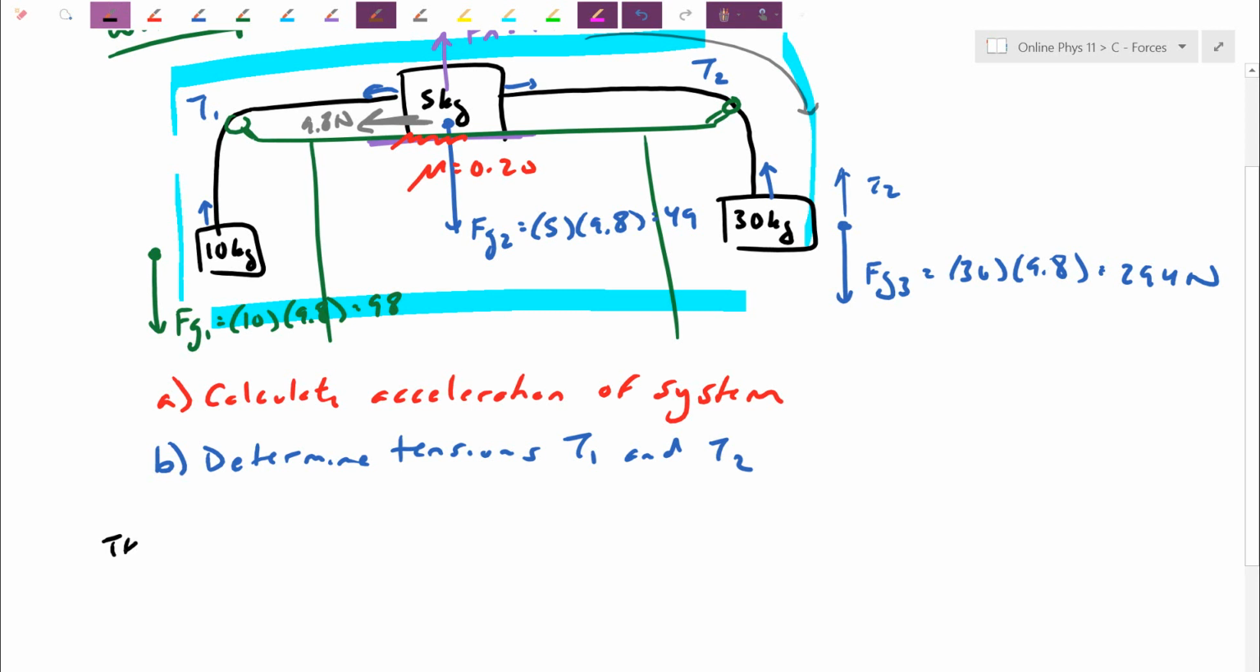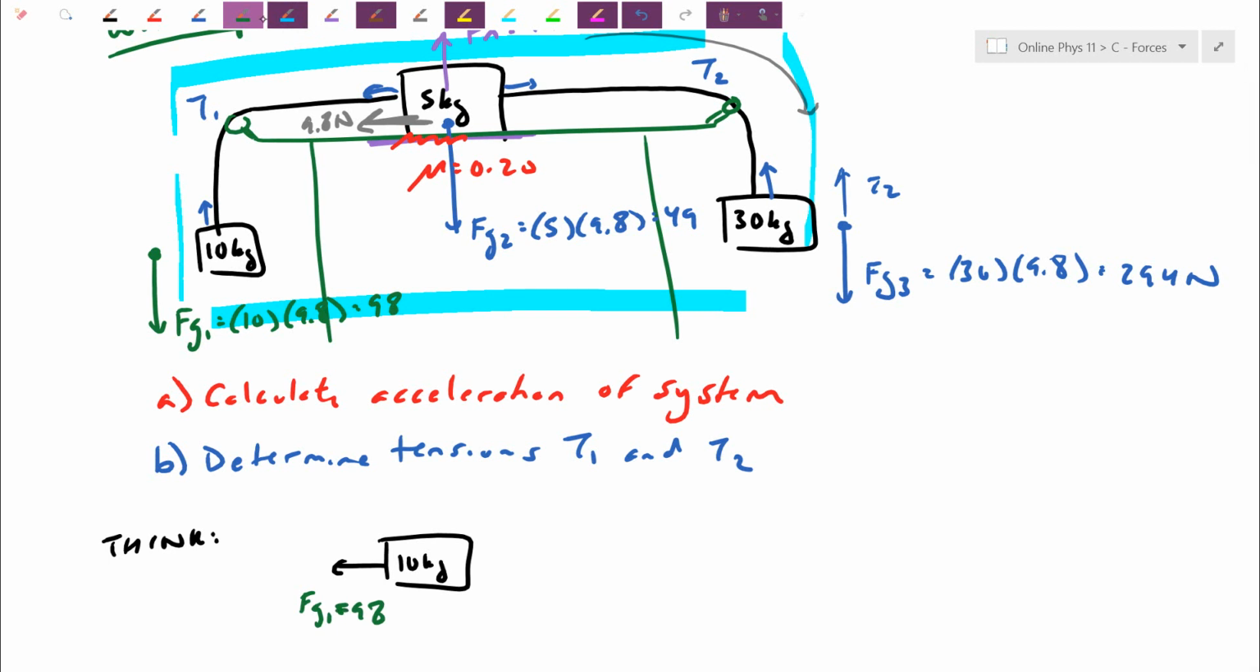I know we are sort of interconnected by strings here. But you can imagine here, I have a 10 kilogram. I have an FG1 that's trying to pull it 98 to the left. I have my first string, which is a T1 on this side. It's also a T1 on the other side, so these T1s cancel out.